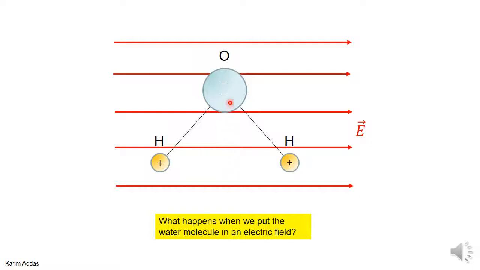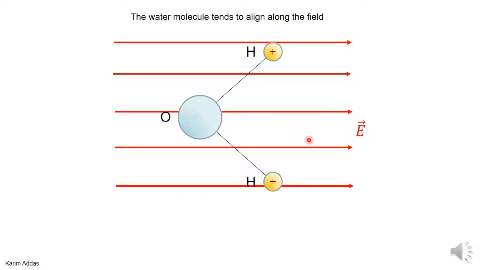Now when you put this polar molecule in an electric field, what will happen? Obviously the positive charges want to go to the right and the negative charge wants to go to the left. So again, this molecule will orient itself until it's in this orientation, where the center of positive charge is along the direction of the electric field and the center of negative charge is opposite the electric field.